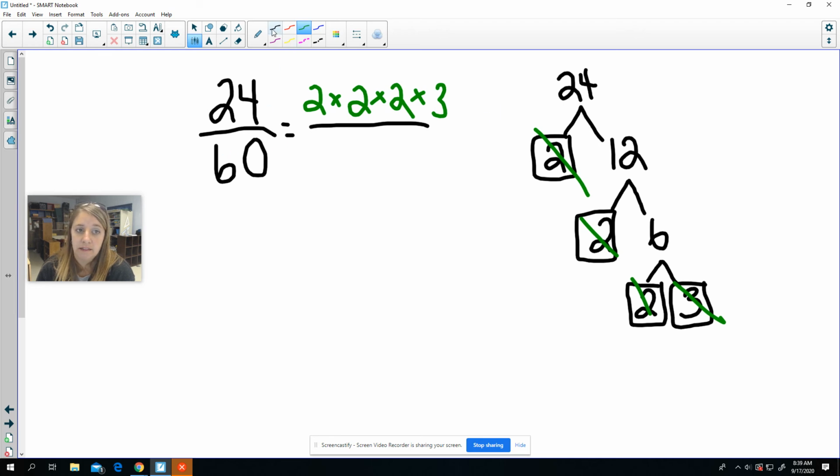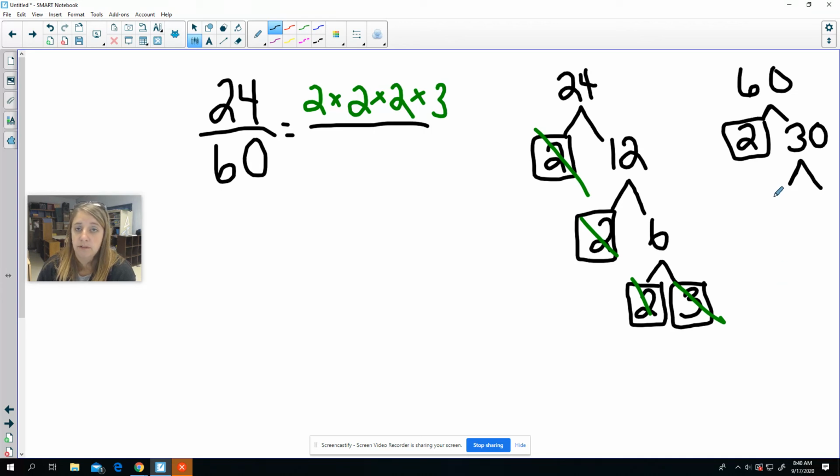All right, let's go ahead and take a look at 60. See if I can fit it in over here. We have 60, and I can break it apart as 2 times 30. I can break it apart as 6 times 10. Let's go ahead and use 2 times 30 because I already know 2 is prime. And I can go ahead and box my 2. And let's break apart 30.